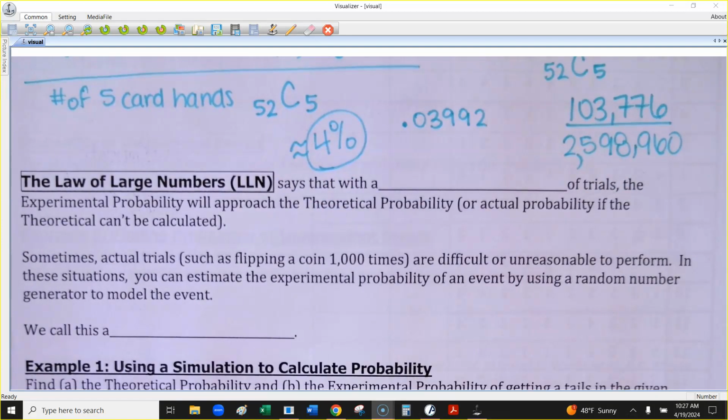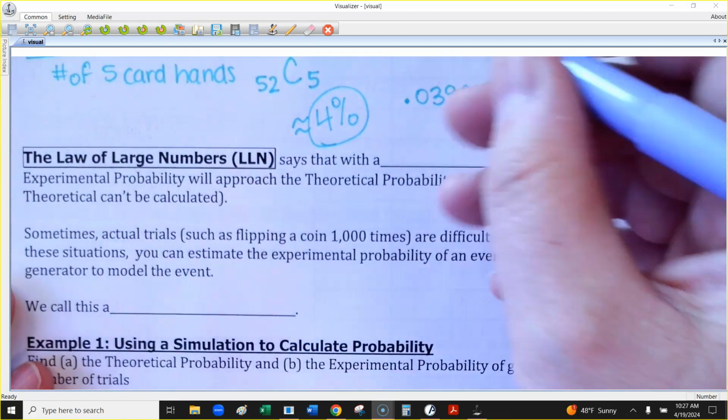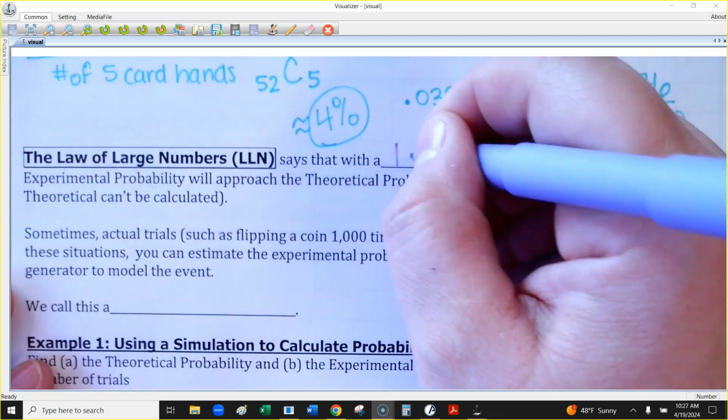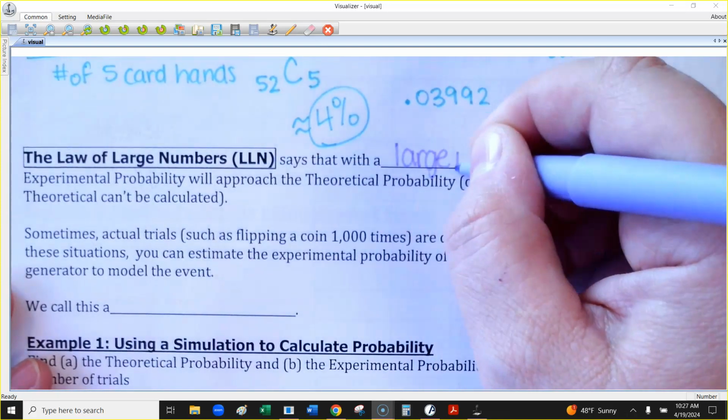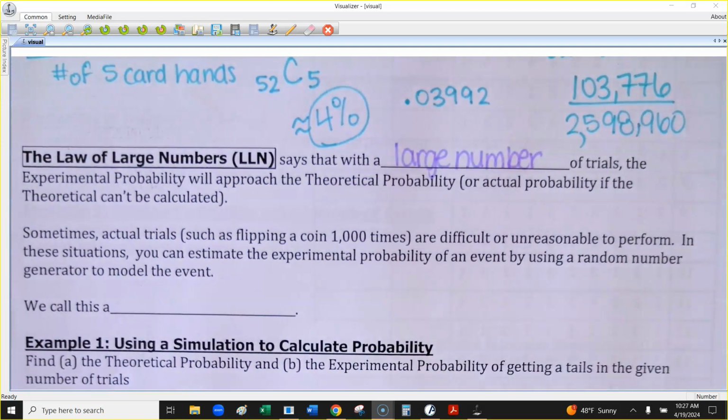done with this. Okay, now we're going to talk about the law of large numbers today. So the law of large numbers says that with a large number of trials, okay, experimental probability, remember that's what we look at if we have data or we perform an experiment, will actually approach the theoretical, what should happen, or actual probability here.